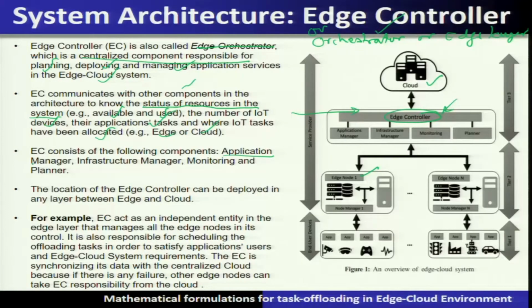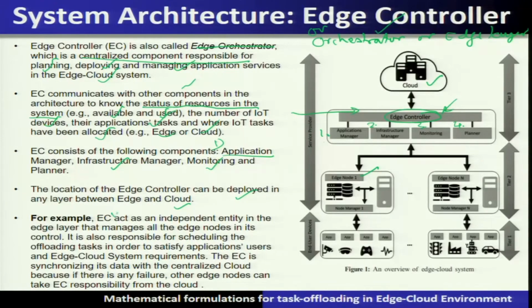To understand the functionality of the edge controller, we have to see that it has the following components to do this task. The first one is called the application manager, the second one is called the infrastructure manager, the third one is called the monitoring, and the fourth one is called the planner. Let us understand them one by one so that we can understand the functionality of the edge controller. The edge controller can be deployed in any layer between edge and cloud that we have already explained.